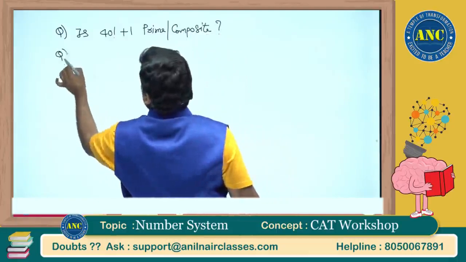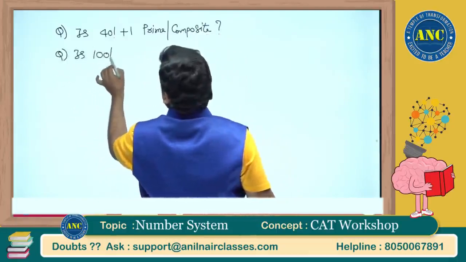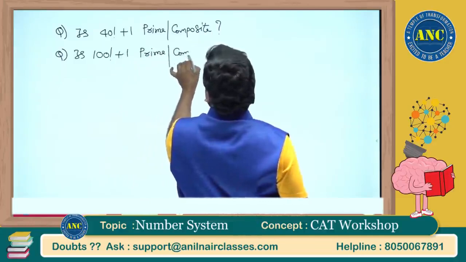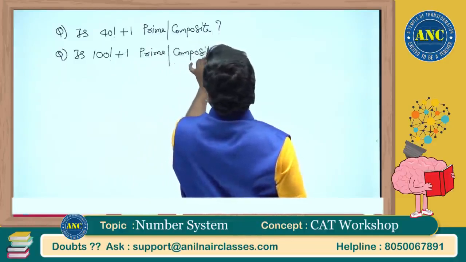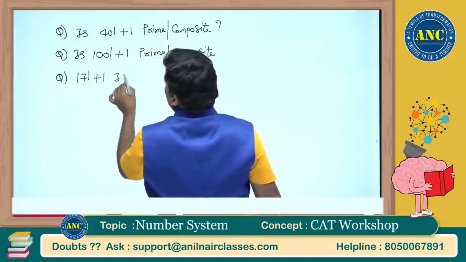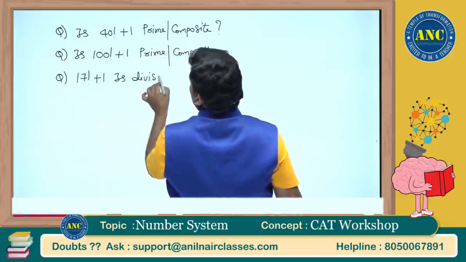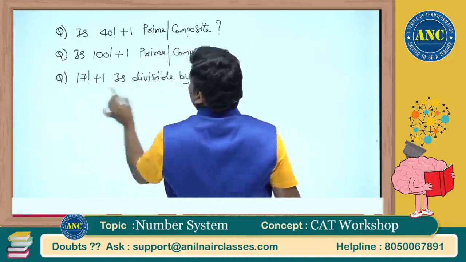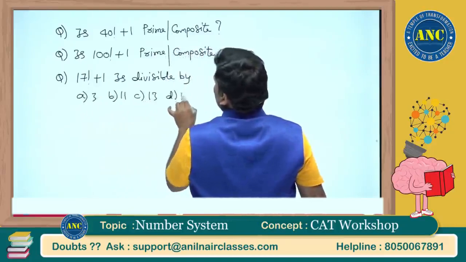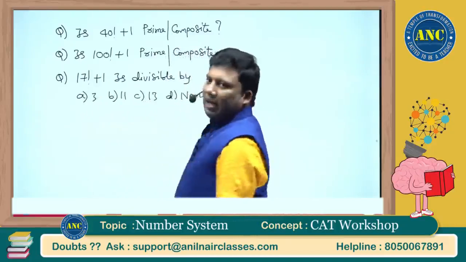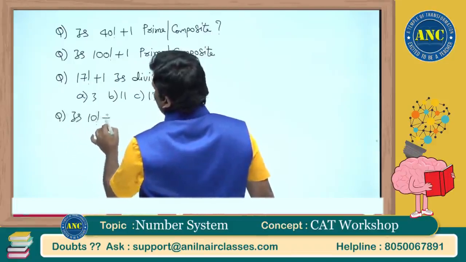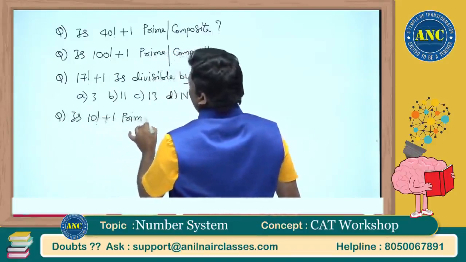Very, very good questions. In my class you will get all very, very good questions, sir. Is 100 factorial plus 1 prime or composite? Is 17 factorial plus 1 divisible by 3, 11, 13, or none of these? Similarly, is 10 factorial plus 1 prime or composite?